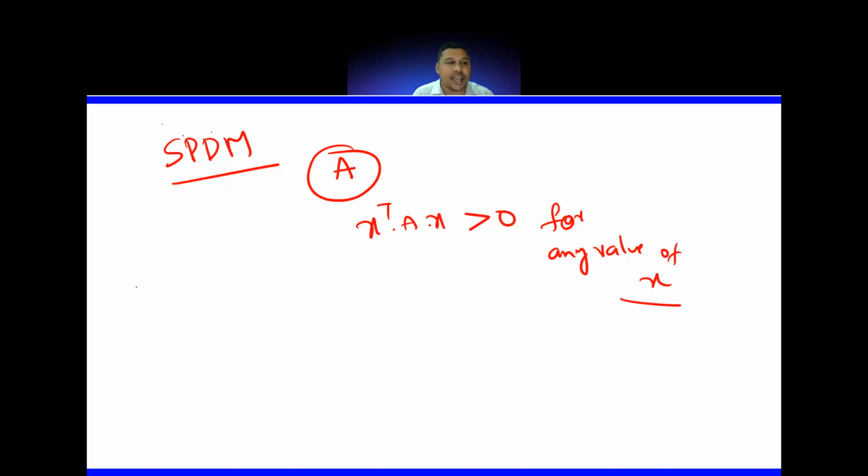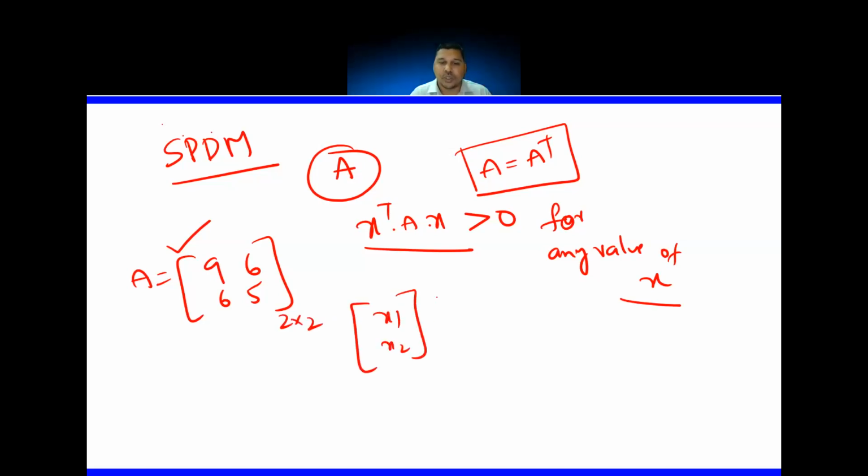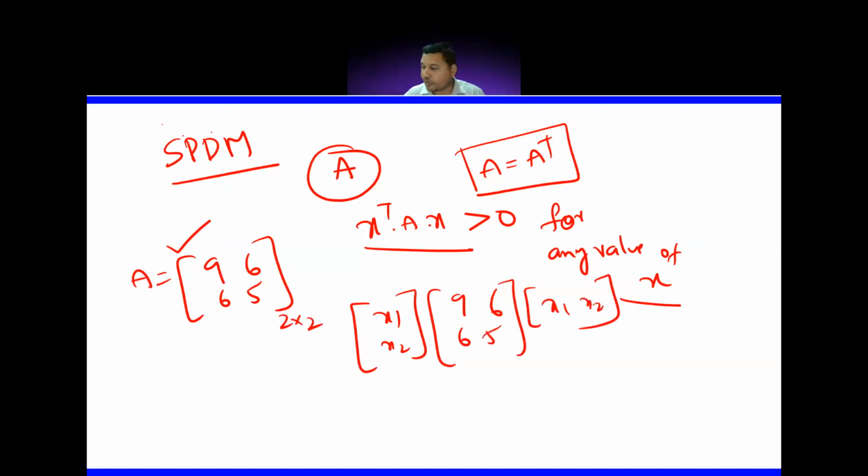Let's take an example. Let me take A as the matrix 9, 6, 6, 5. We call a matrix symmetric if A equals A transpose. Yes, this is symmetric. Now, let's try x transpose A x. Since it is a 2 cross 2 matrix, I will take x as x1, x2, multiplied by 9, 6, 6, 5, multiplied by x1, x2.